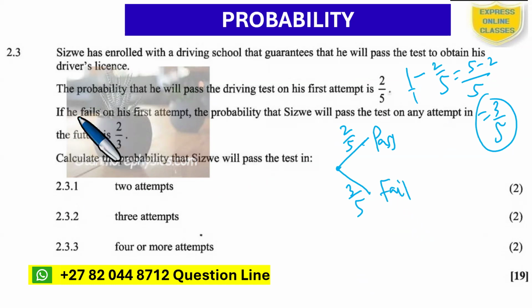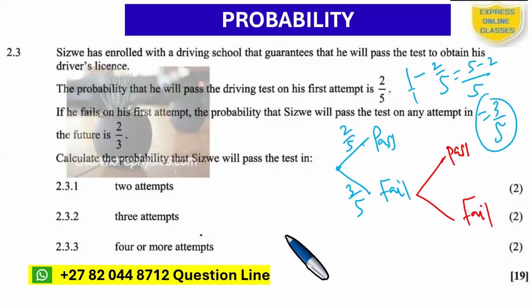Now, if he fails on his first attempt, we continue with our investigation. If he fails on his first attempt, the probability that Sizwe will pass the test on any attempt in the future, in the future it's either going to pass or it's going to fail. We can't just say it's going to pass in the future. He might fail. The probability that he passes in the future is 2/3, and this one is 1/3.